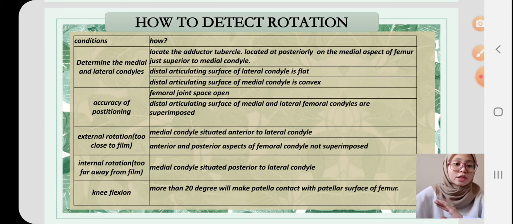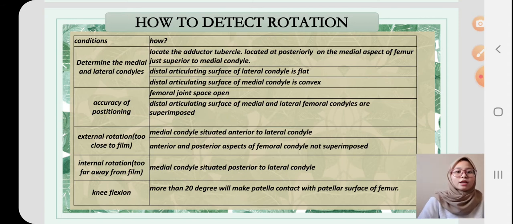If the positioning is accurate, which is true lateral positioning, the femorotibial joint space will open. The distal articulating surfaces of the medial and lateral femoral condyles are superimposed with each other, like just now, at the anterior and the posterior articulating surfaces of the condyles, superimposed or aligned with each other.